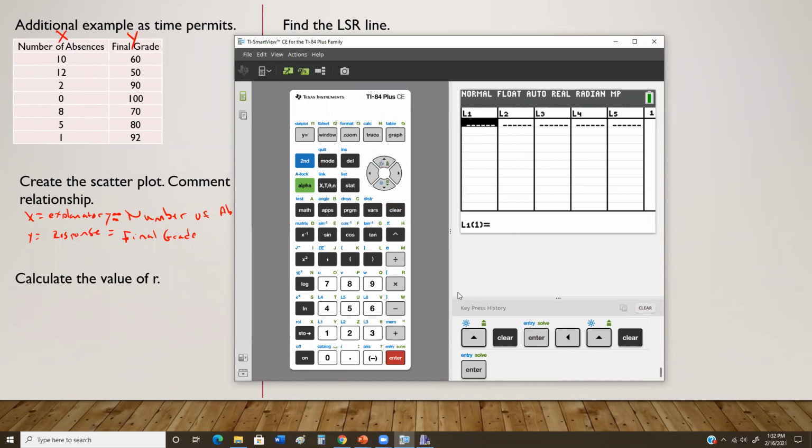So under L1 for X, you're going to put 10 absences. Yikes. 12 absences. Ooh, 2, 0. That's the best. 8, 5, and then 1. And then L2, you're going to put the final grade. 60, 50, 90, 100, 70, 80, and then 92. Okay.